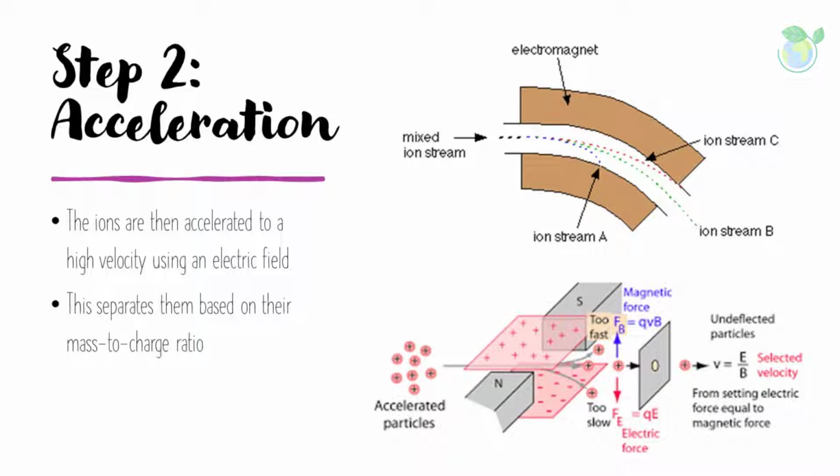Step 2. Acceleration. The ions are then accelerated to a high velocity using an electric field. This separates them based on their mass-to-charge ratio.